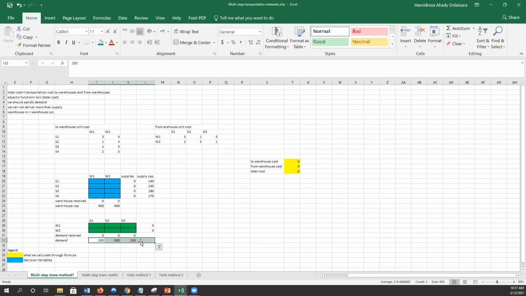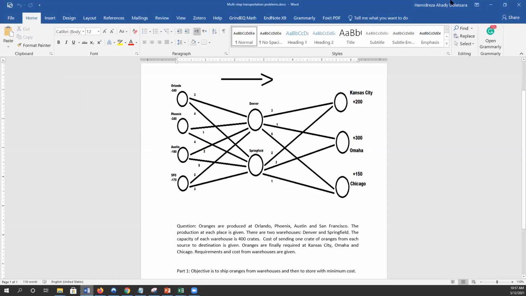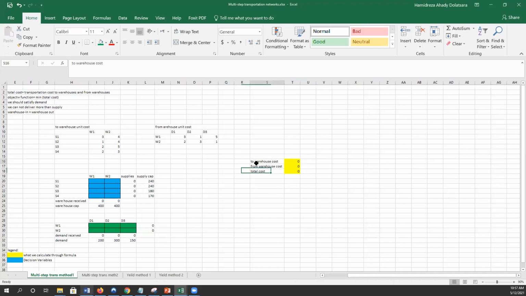Okay, if there are no questions, let me go to the last one. The last one is just calculating transportation cost. The transportation cost in this problem means the cost of sending from supply 1 to 4 to warehouses and from warehouses to destination 1, 2, 3. So it has two components: the cost from suppliers to warehouses, and the cost associated with sending products from warehouses to destinations. Total cost is just the summation of these two, which at the end we try to minimize.